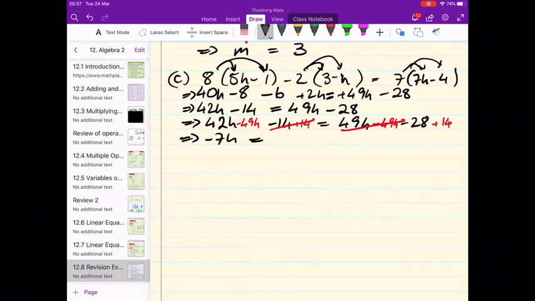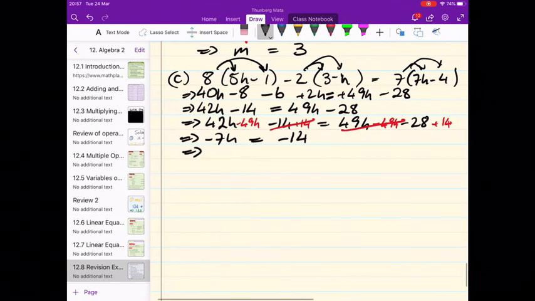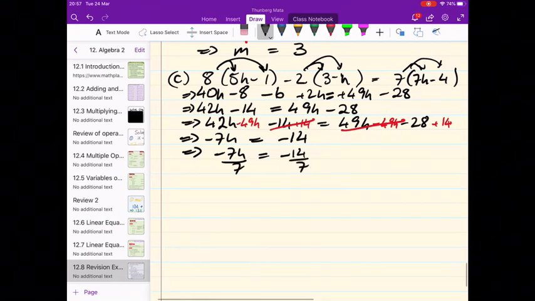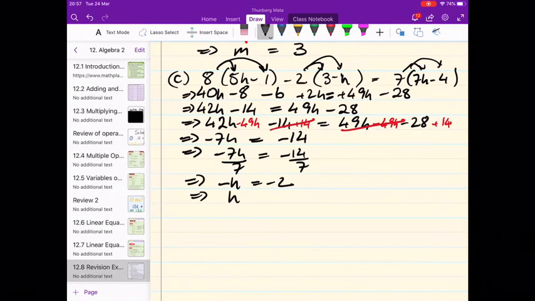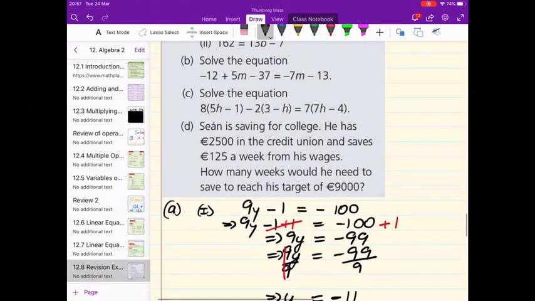So now I'm left with 42h minus 49h, that's minus 7h, is equal to minus 28 plus 14, which is minus 14. So now I have to divide both sides by 7. And I'm left with negative h is equal to negative 2. But if negative h is negative 2, then positive h is positive 2.